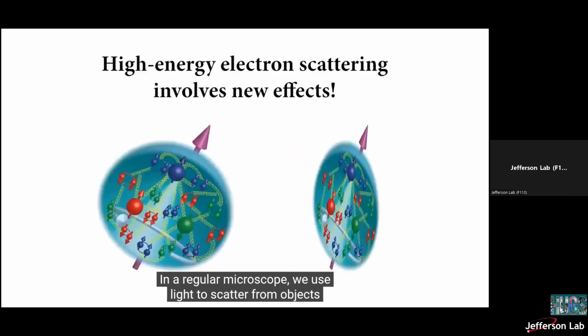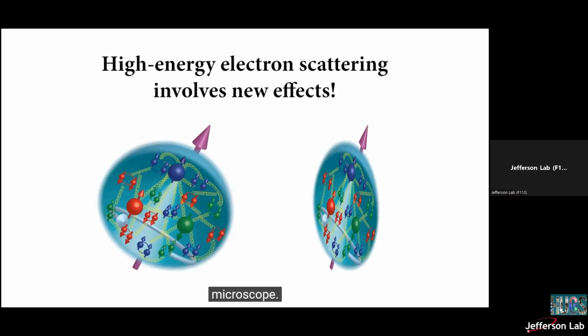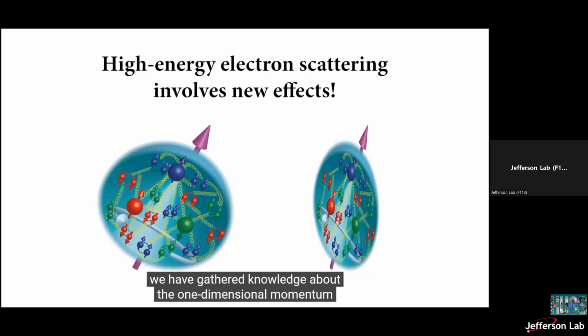In a regular microscope, we use light to scatter from objects to magnify such that we can see them with our eyes. This light does not disturb the object, as we see it as is. This is not true for our high-energy electron scattering microscope. As an artifact of the special reference frame used for interpretation of the scattering experiments smashing the proton apart, we have gathered knowledge about the one-dimensional momentum fractions of quarks and gluons inside them.